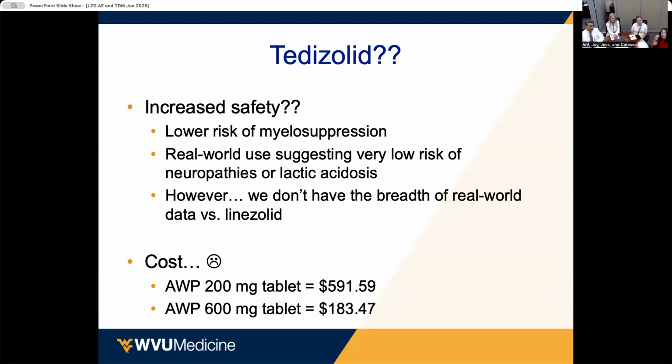However, it is very expensive, about 5 times the price of linezolid. The AWP, the average wholesale price, for the 600 milligram linezolid tablet you can see is $183, versus the 200 milligram tedizolid tablet at almost $600. So I just wanted to put that out there.